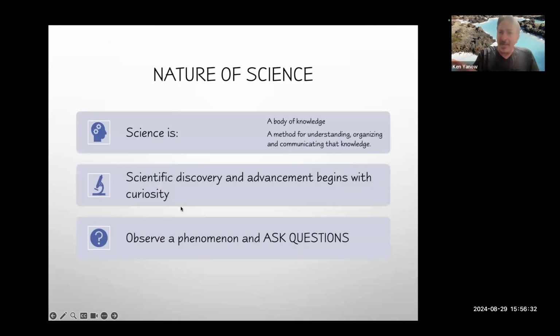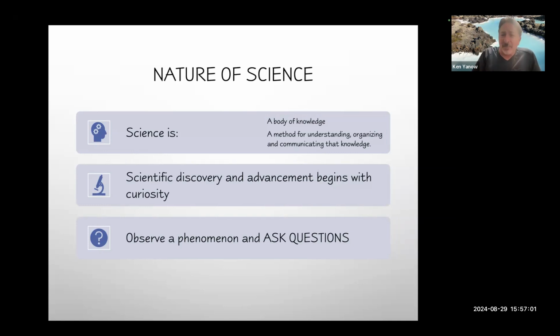So that's physical geography, sort of. Those are the elements of geography and geographic thought. But what's the nature of science? Because this is a physical science class, and you all are here fulfilling that general education in physical science. Well, we know science unto itself is a body of knowledge. It's a method for understanding, organizing, and communicating knowledge. That's what science really is.